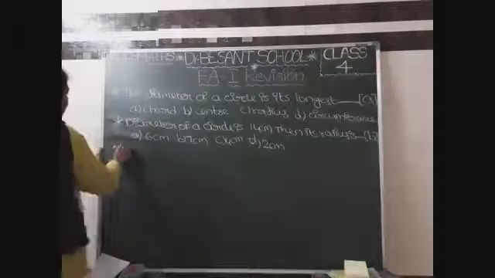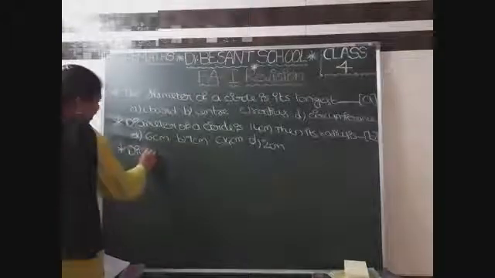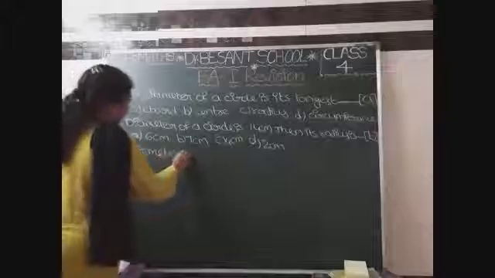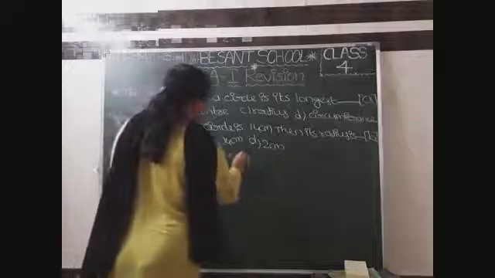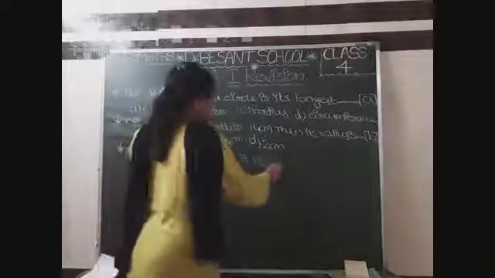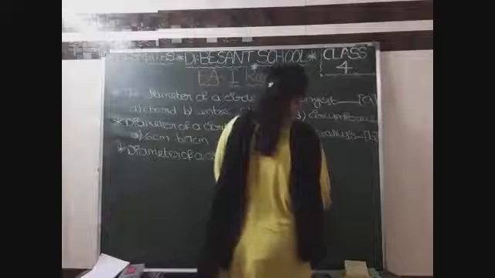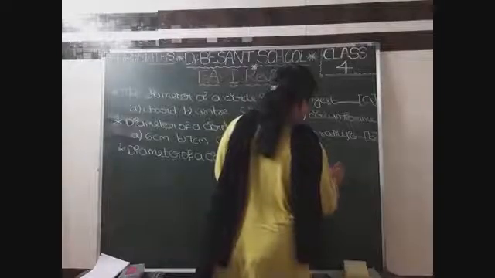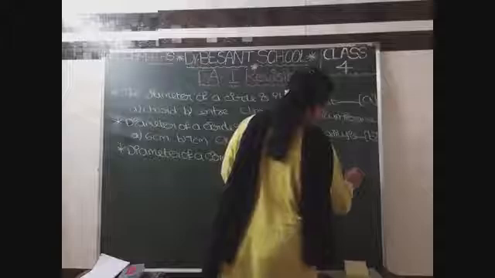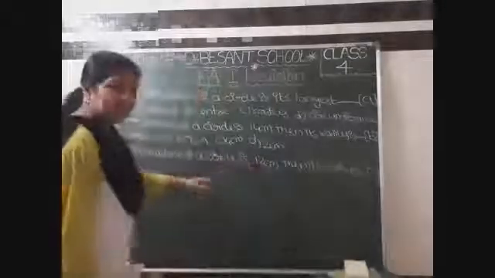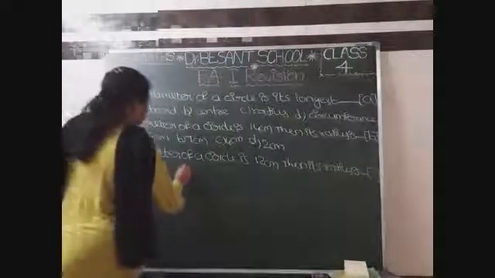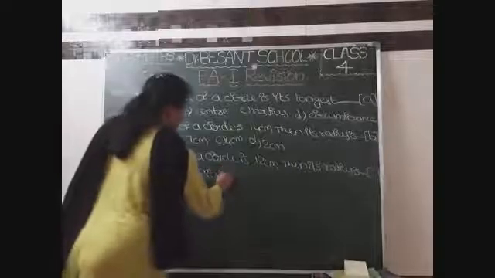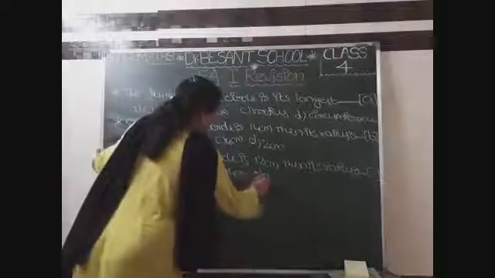Next. See one more question like this. The diameter of a circle is 12 centimeters. Then its radius is dash. Can you say, children, what is the answer? Radius is dash. The diameter of the circle here is 12 centimeters. Again, the options are 6 centimeters A, B is 7 centimeters, C is 4 centimeters, and D is 2 centimeters.